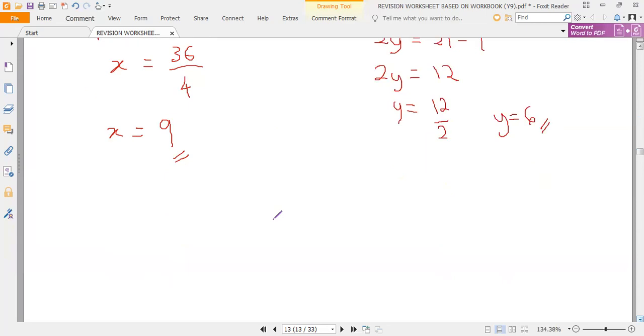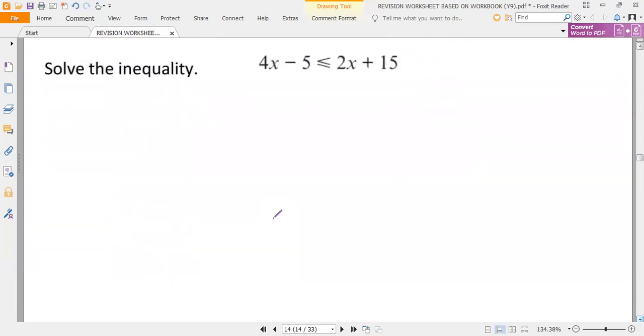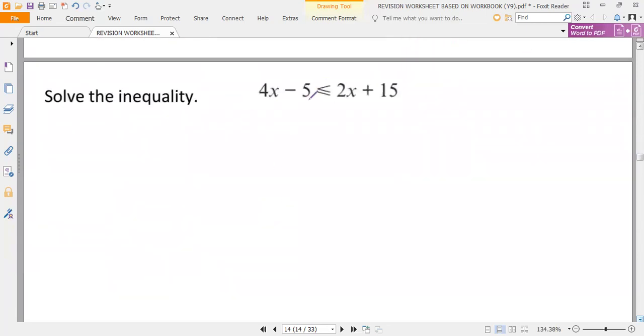Moving on. A similar question like the one two questions ago. Previously it was an equal symbol in the middle, but this time it's an inequality symbol. But the concept is the same. You just move it to the opposite side and try to solve it. Sometimes you have to change the symbol. Let us see if there is any need to change the symbol in this question or not.